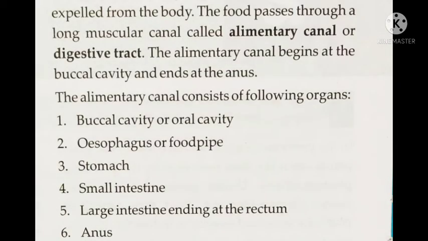Now look here. It is written that the alimentary canal begins at the buccal cavity and ends at the anus. The alimentary canal is composed of the following organs. First is the buccal cavity or oral cavity. Second is the esophagus or food pipe. Third is the stomach, then the small intestine, then the large intestine, and the last one is the anus. Now we will start with the complete process.